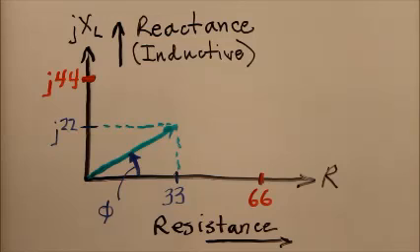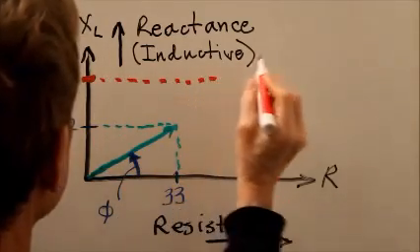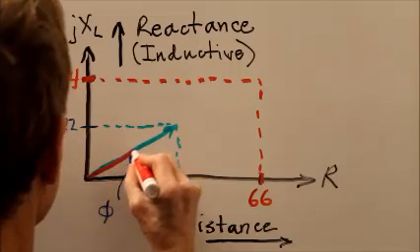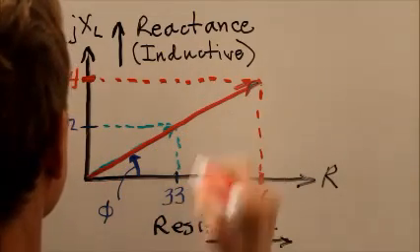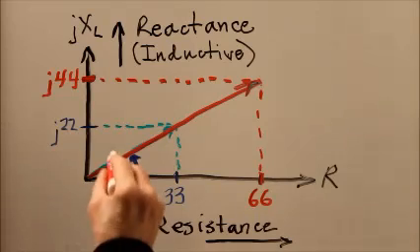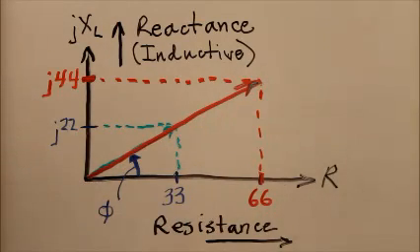The question asks us, what happens if we double both the resistance and the reactance to get a vector that goes like that? Well, if we double both the height and the width of this rectangle and then draw its diagonal, we're going to get a vector that points in exactly the same direction as it did before.